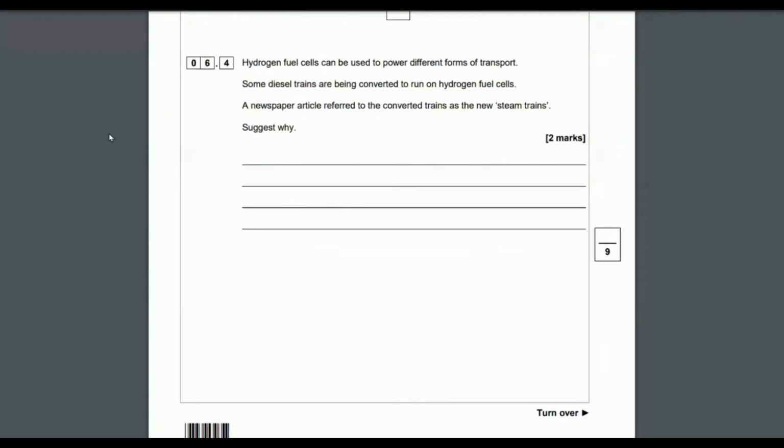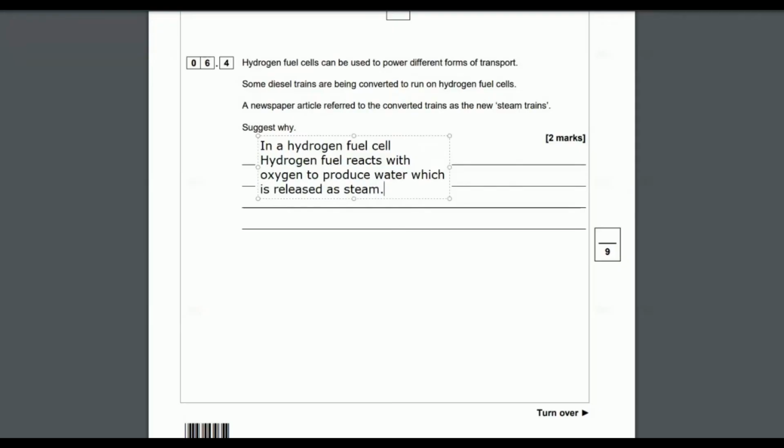6.4. Hydrogen fuel cells can be used to power different forms of transport. Some diesel trains are being converted to run on hydrogen fuel cells. A newspaper article referred to the converted trains as the new steam trains. Suggest why. What is it that hydrogen fuel cells produce? So hydrogen fuel cells react hydrogen with oxygen and they produce water as the product. So water is released, similar to steam, as water vapor. And you've got this reaction, H2 plus O2 goes to H2O.